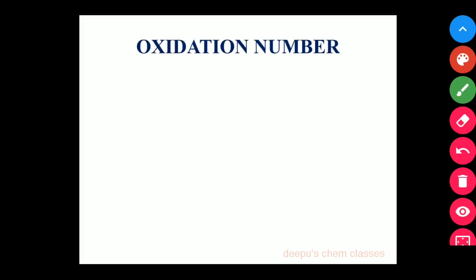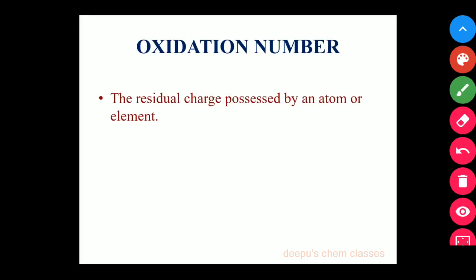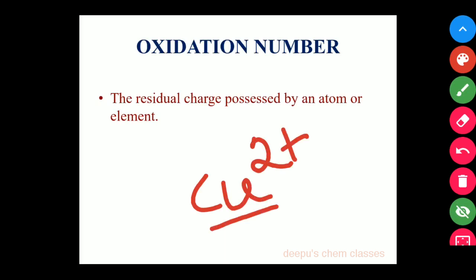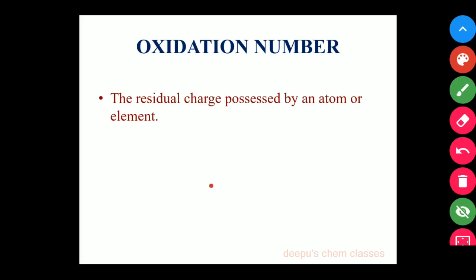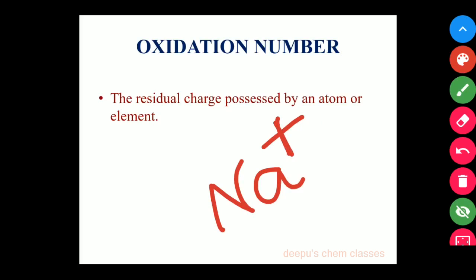Then let us see what is oxidation number. The residual charge possessed by an atom is said to be the oxidation number. For example, we have just seen copper, Cu2+. What is the charge possessed by the copper atom here? 2+. So the oxidation state of copper is plus 2. Now Na+: what is the charge possessed by Na here? Plus 1. So the oxidation state of sodium is plus 1.